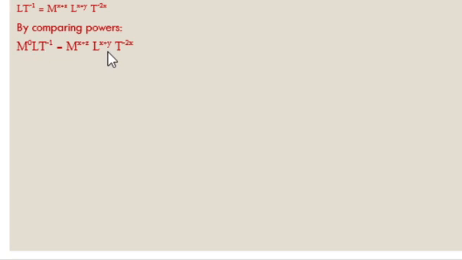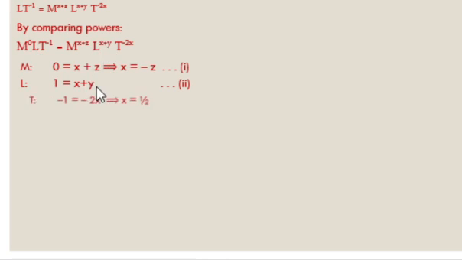So we have the powers on the basis, then we start with M. For power of M on the left hand side to be 0, but on the right hand side to be x plus z, that implies that x equals minus z, or z equals minus x, as the case may be. Then for L, power of L on the left hand side is 1, and on the right hand side is x plus y, equation 2. For T, power of T on the left hand side is minus 1, and on the right hand side is minus 2x. Dividing both sides by minus 2 implies that x equals half. So we have gotten x to be half.